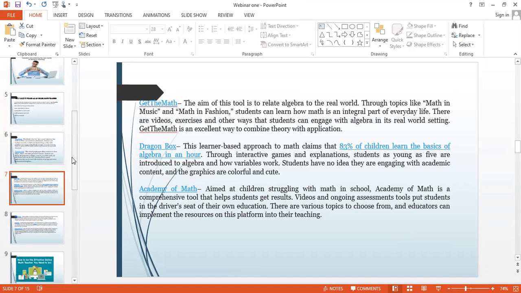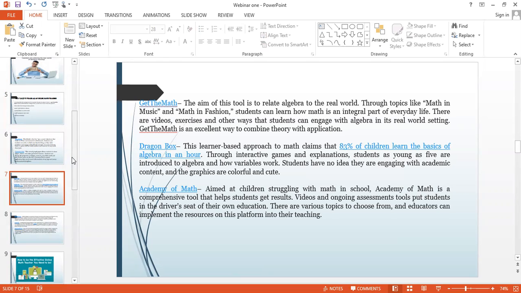Next is Get the Math. The aim of this tool is to relate algebra to the real world through topics like math in music and math in fashion. Students can learn how math is an integral part of everyday life. There are videos, exercises, and other ways that students can engage with algebra in its real-world setting. Get the Math is an excellent way to combine theory with applications.